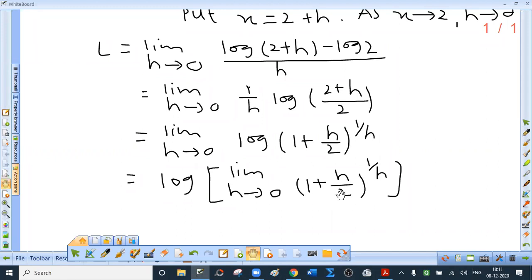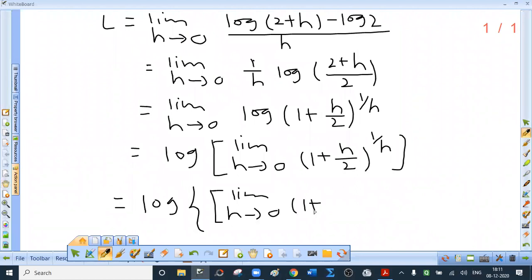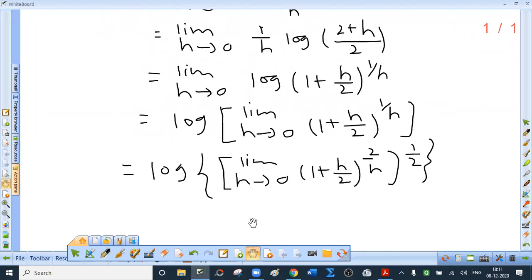So first we write what we want, but then we must obtain what is there. And therefore, in the next step, see what I'm doing. I have to use one more bracket here. Limit h tends to 0, (1 plus h by 2) raised to 2 by h, to get the original index back, raised to 1 by 2. Now this is a standard limit. Its value is e. So log of e raised to half, which is half log e.